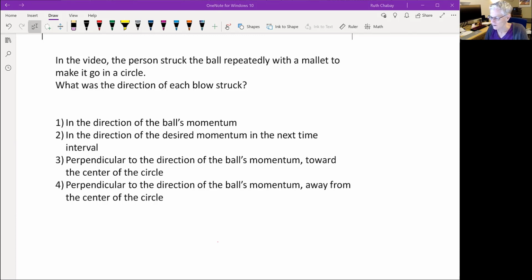So let's see what you said. The majority say correctly that what he was doing was hitting it at every time, which is why he had to keep walking in a circle. He was hitting it perpendicular to its current momentum, directed toward the center of the circle, to make it go in a circle.